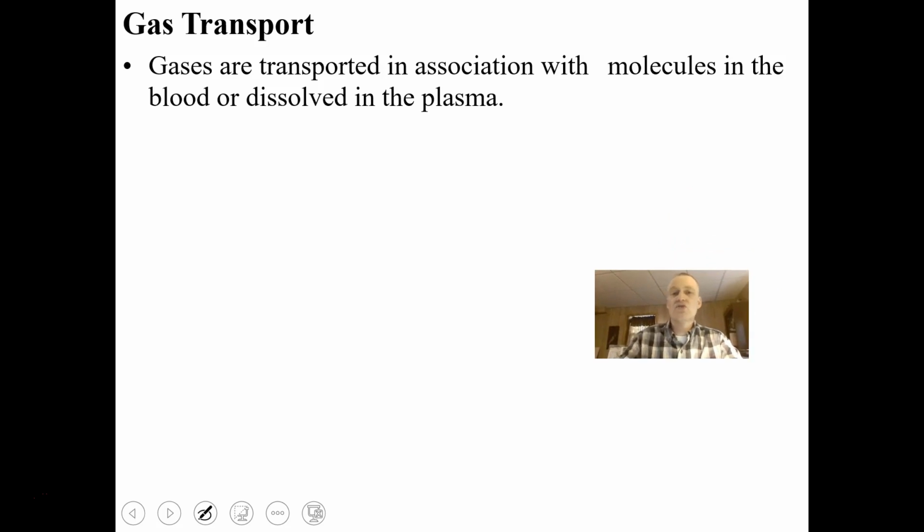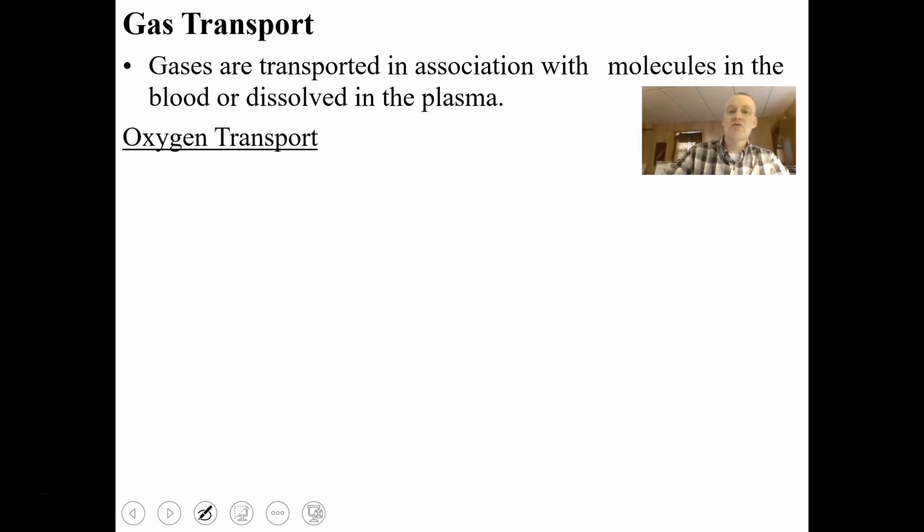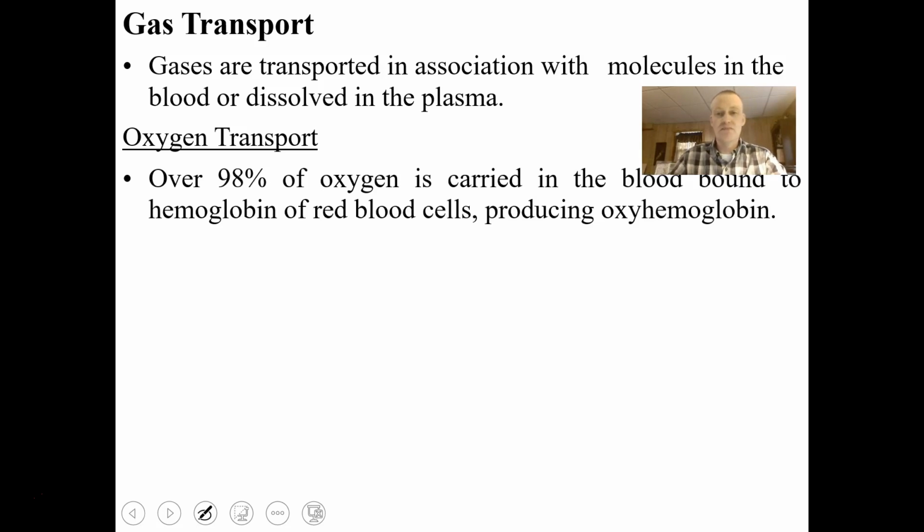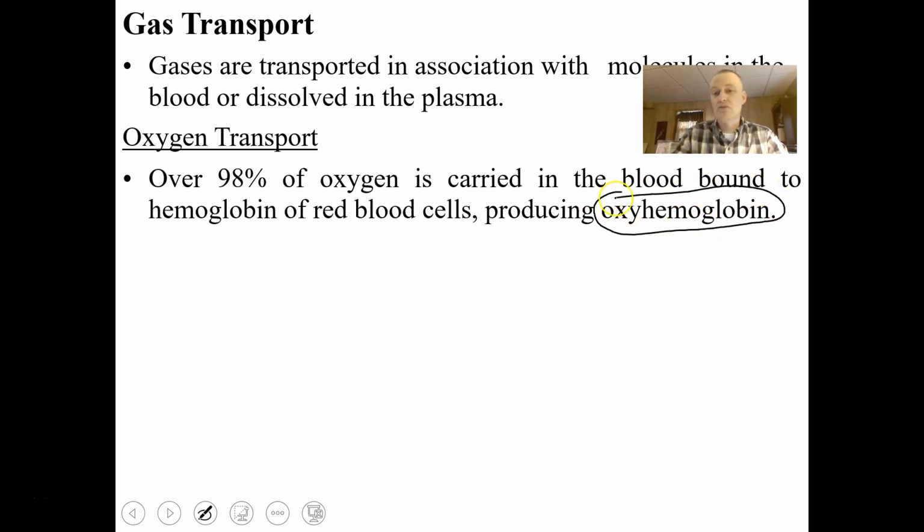So gases are transported in association with molecules in the blood, or they can be dissolved in the plasma of the blood. So let's talk about oxygen transport first, and then we'll do carbon dioxide. Over 98% of the oxygen in your blood is going to be carried by hemoglobin molecules. When the oxygen joins with the hemoglobin molecule, it forms oxyhemoglobin. That's the name we use for hemoglobin that's joined with oxygen.